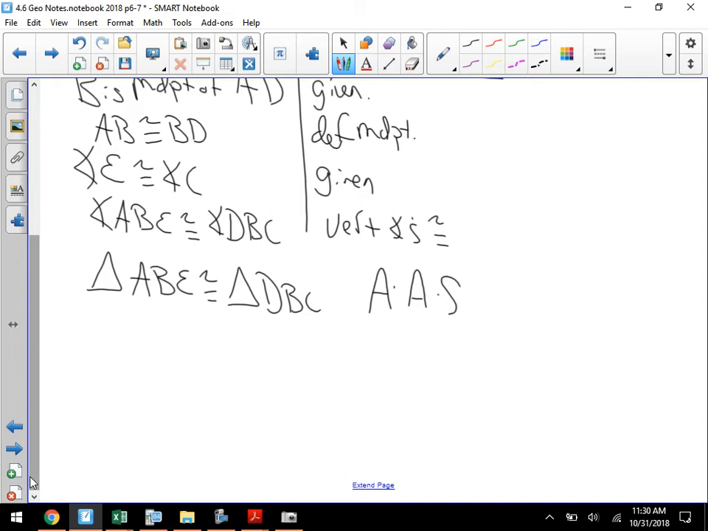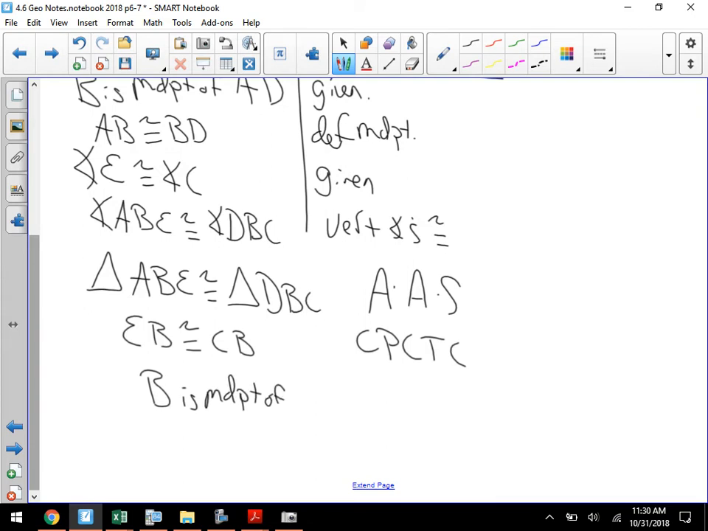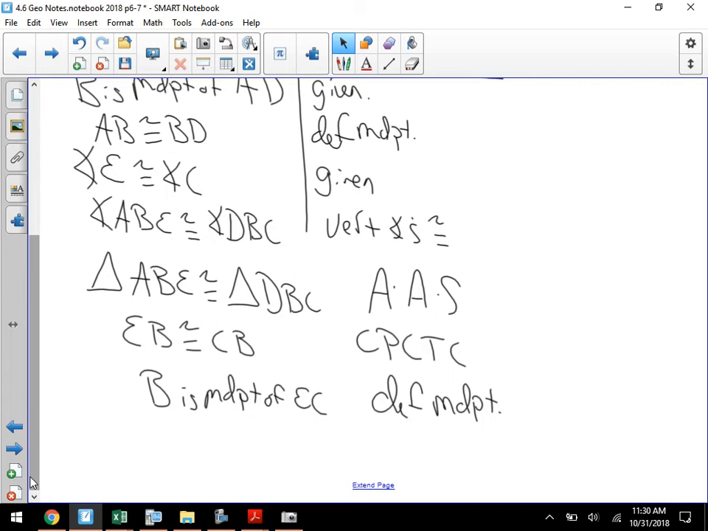Very good. So it was EB congruent to CB because corresponding parts of congruent triangles are congruent. Therefore, B is the midpoint by definition. Yesterday, we talked about that all day yesterday.